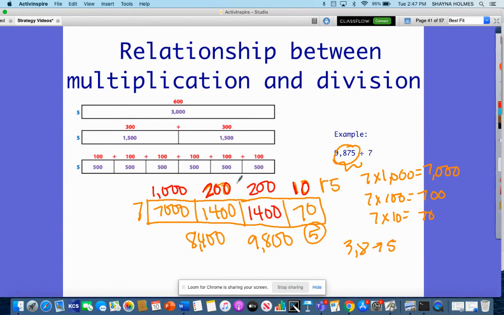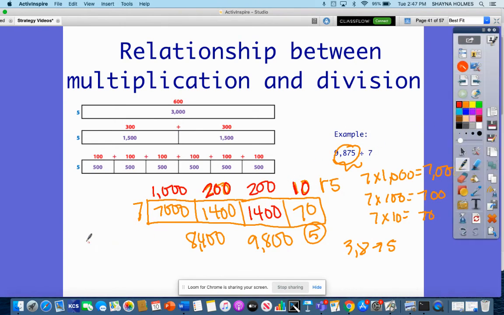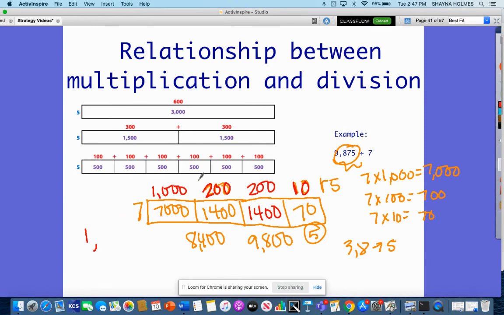Now I'm going to add all these up. 1,000, 200, 200, and 10, and then remainder 5. So that would be my final answer. This is just another strategy of how you can multiply up in order to find your quotient. That is the end of today's math strategy video.